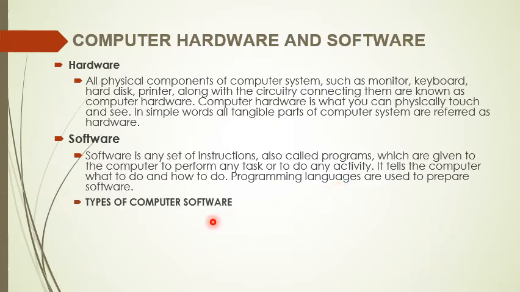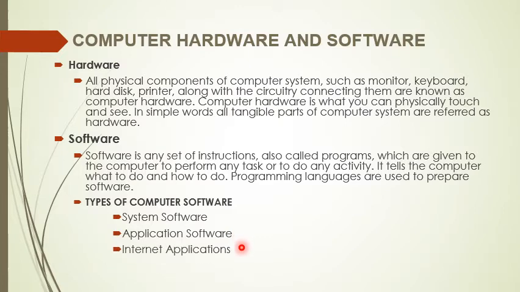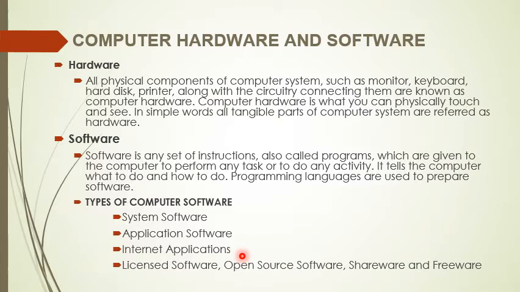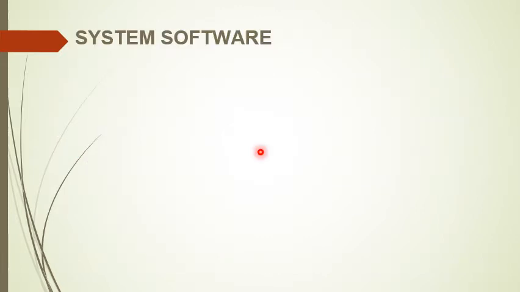We have some types of software. First one, system software, application software, internet applications, licensed software, open source software, shareware, and freeware. All these are types of software. So let's start the discussion with the system software.